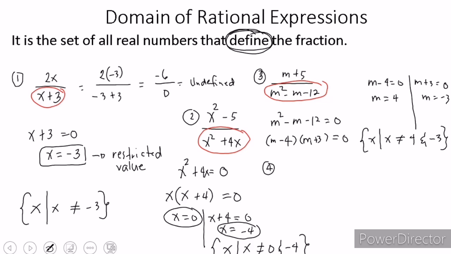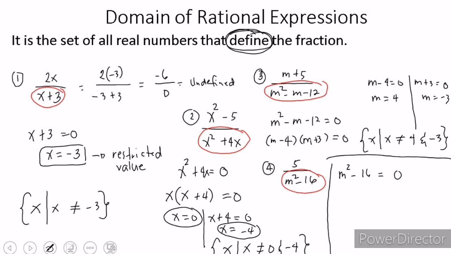Last example, in determining the domain of the rational expression, we have 5 over m squared minus 16. So, kunin lang ulit natin yung denominator, which is m squared minus 16. Dito ko na lang isosolve. So, we have m squared minus 16 equals 0. Okay, so it is in a difference of two squares. So, pwede siyang maging m plus 4, m minus 4, which is equal to 0.